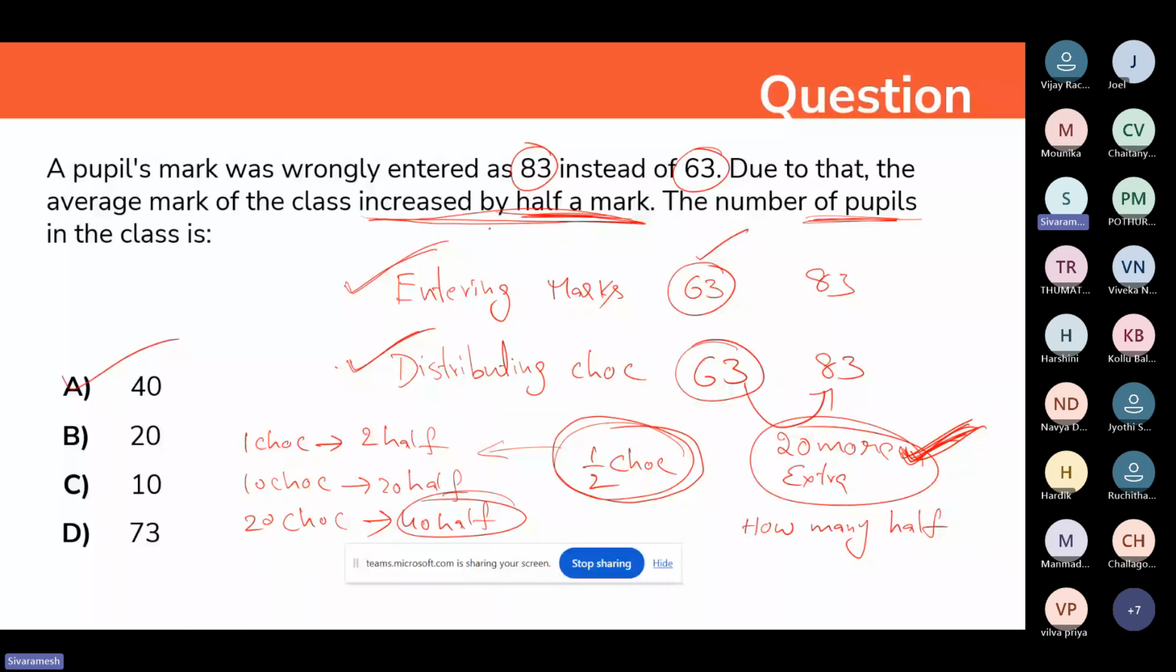I hope you all are clear with this particular logic. Very simple, guys. Instead of 63 chocolates, I gave 83 chocolates, which means I gave 20 chocolates extra. Whatever extra he got, he should not eat by himself. He should distribute all these 20 chocolates equally to everybody in the class. Because of that, the average is increased by half a mark, meaning half a chocolate. So how many halves can he make with 20 extra chocolates? Obviously 40 halves. Very important logic, as well as a very important question. Are you clear with this?